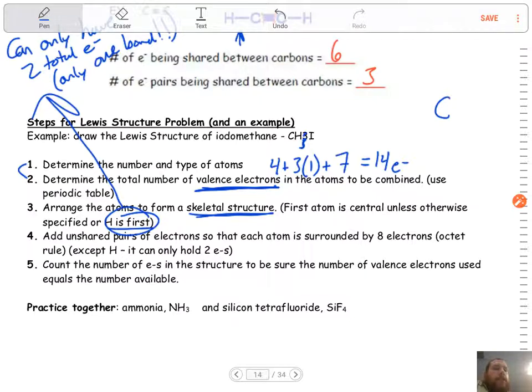To make our skeleton structure, I'm just going to write all the other element symbols around it. It doesn't really matter the order. I typically start at the top and go clockwise. So those are my 3 hydrogens, and then I've got an iodine. Now the last part of the skeleton structure is I'm going to draw 1 bond, 1 dash between each atom, connecting it to the central atom.